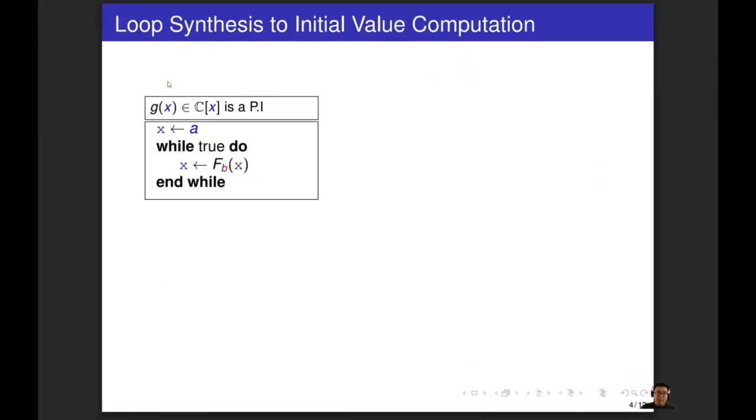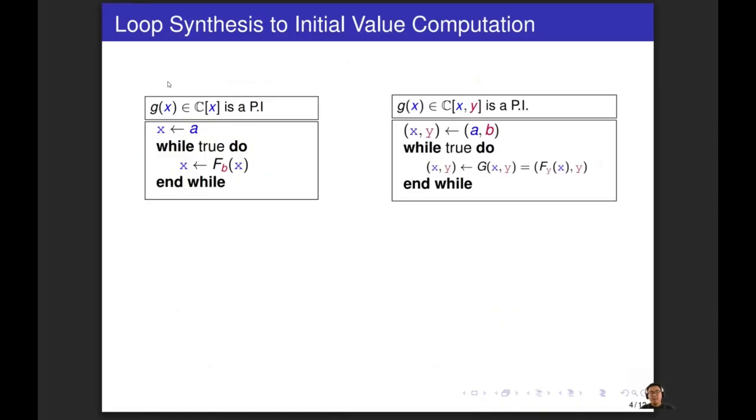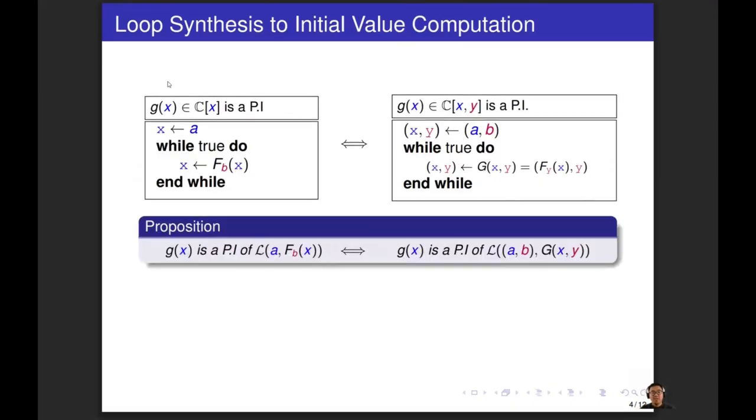We would like to synthesize a loop such that this loop satisfies this polynomial invariant G, and we change this loop a little bit. In the second loop, we have one more set of variables, y, and the map is fixed. Our claim is that G is an invariant of the first loop when G is an invariant of the second loop. Which means that we reduce the problem of finding coefficients of the map to the problem of finding initial values.